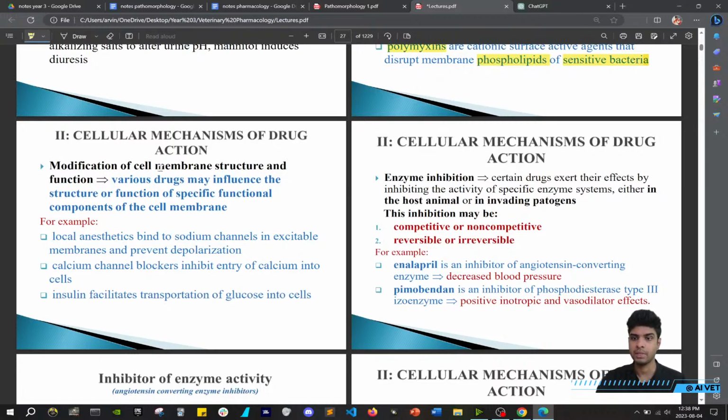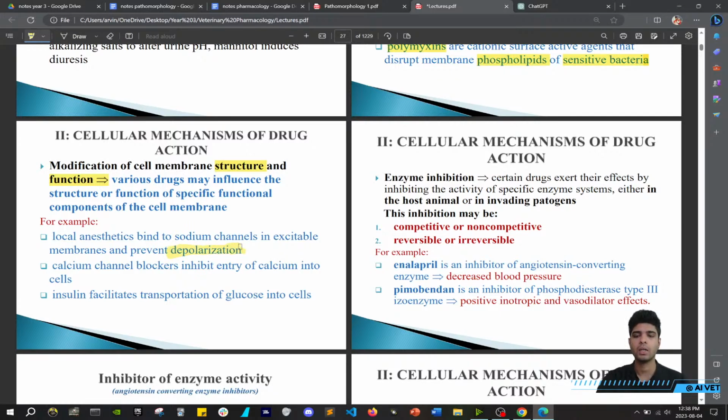Okay, sometimes they affect the cell structure and function. Obviously, the structure is something interesting. I only knew the viral infections kind of affect the structure of the cell. Various drugs may influence the structure or the function of the specific functional components of the cell membrane. For example, local anesthetics bind to sodium channels in excitable membranes, prevent depolarization.